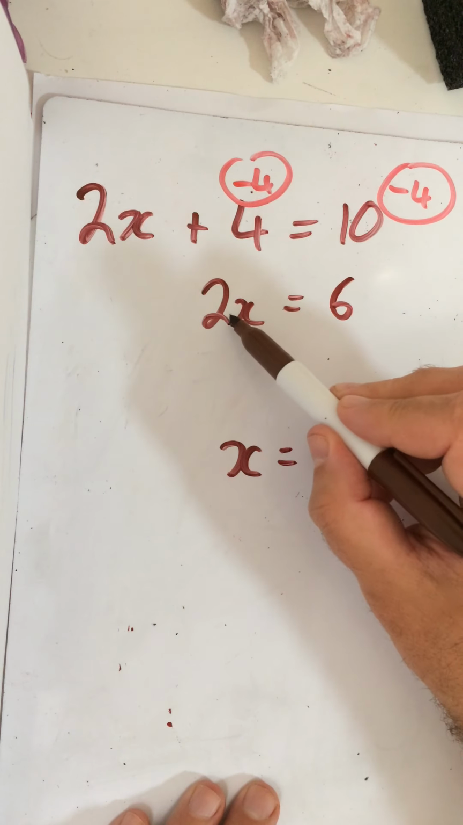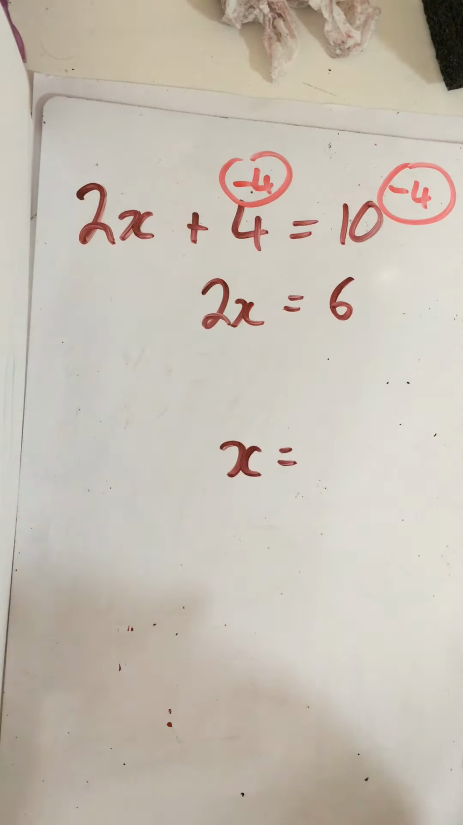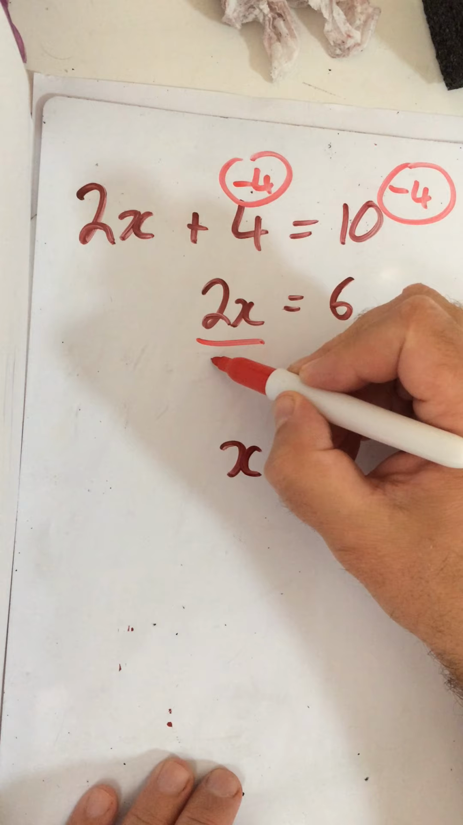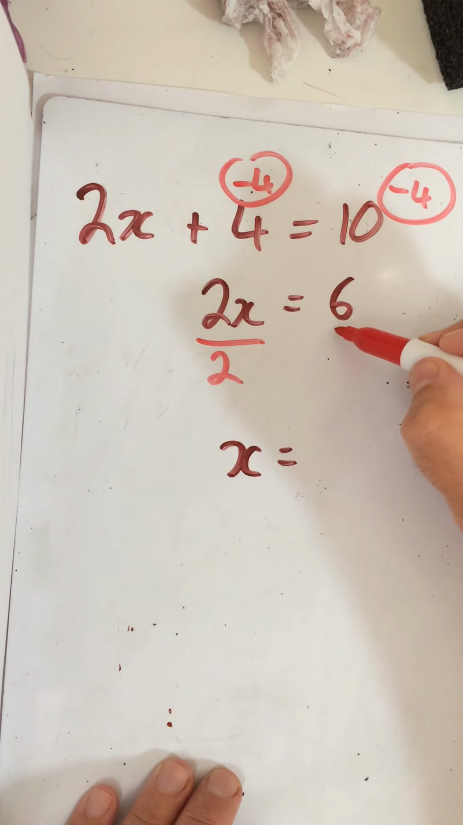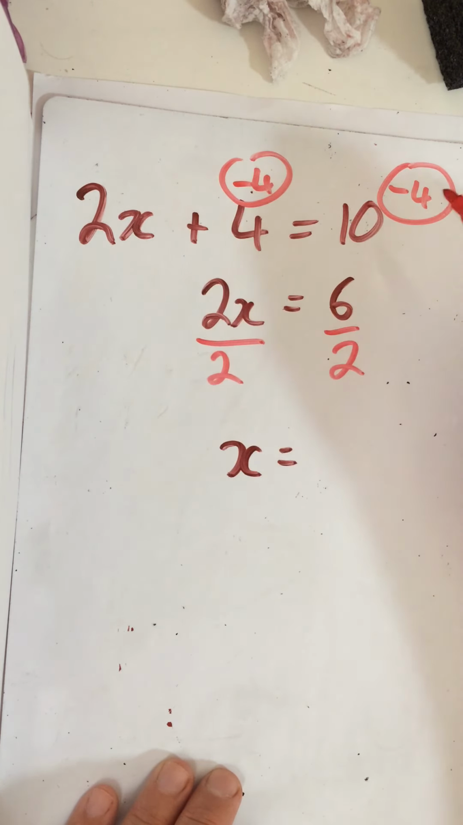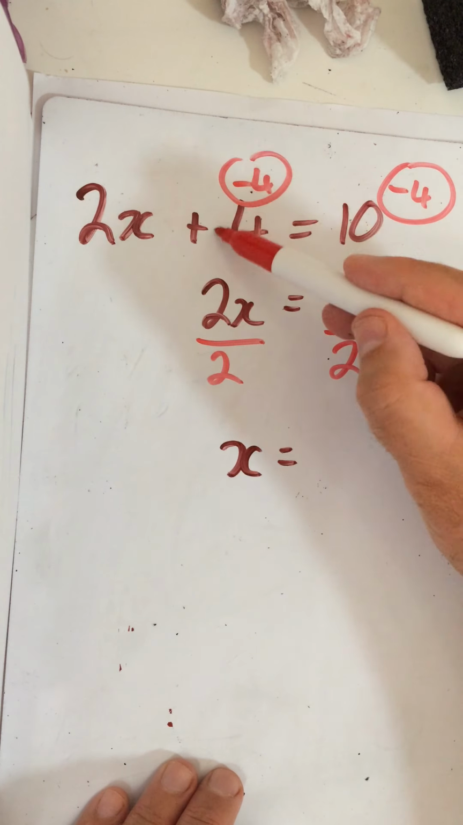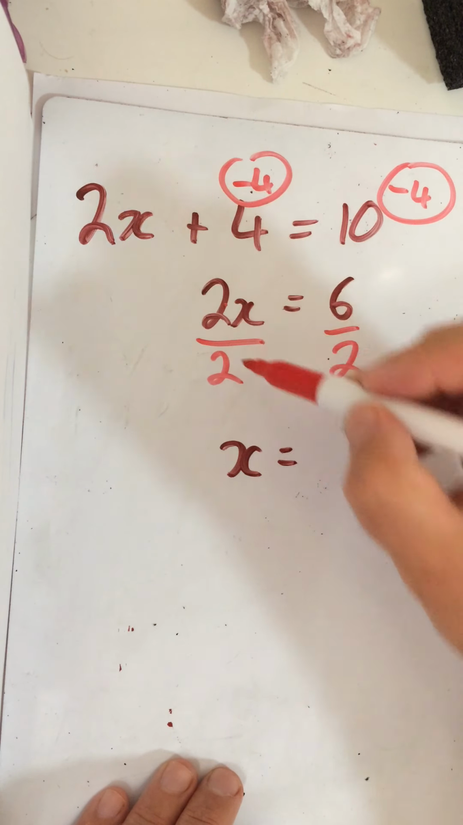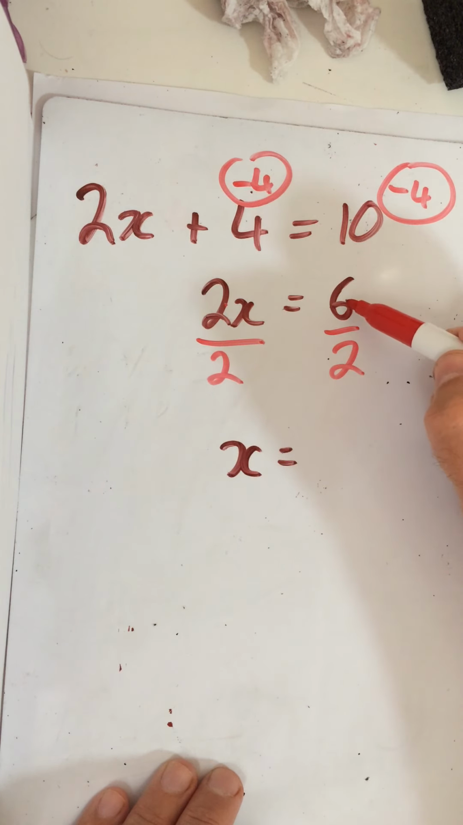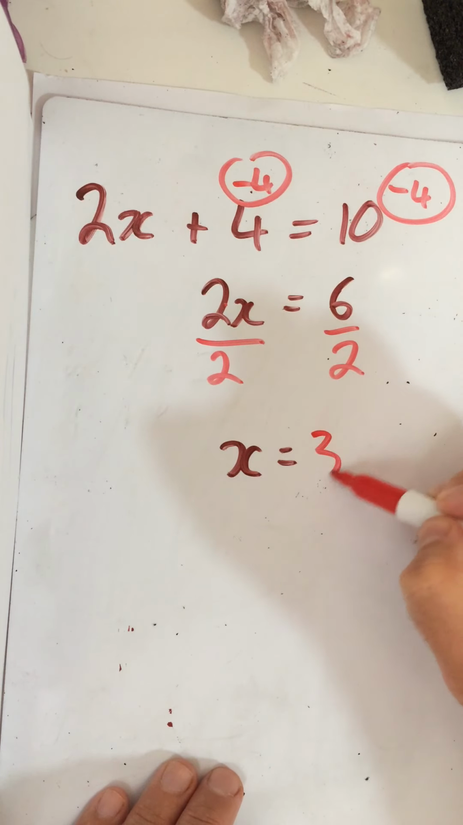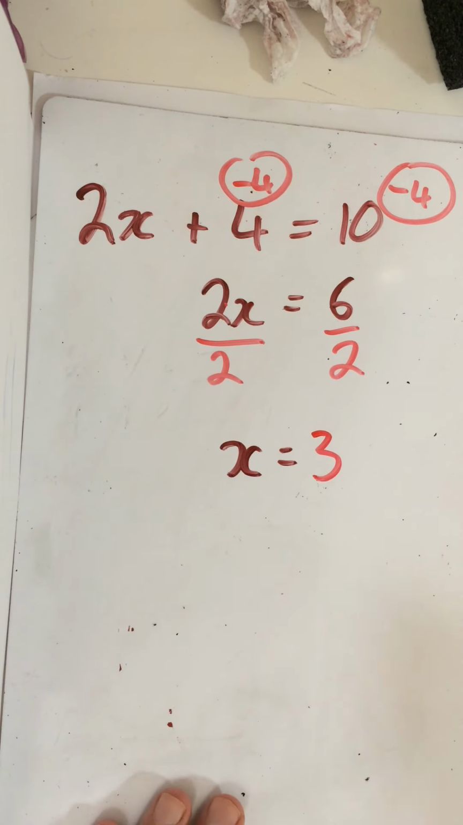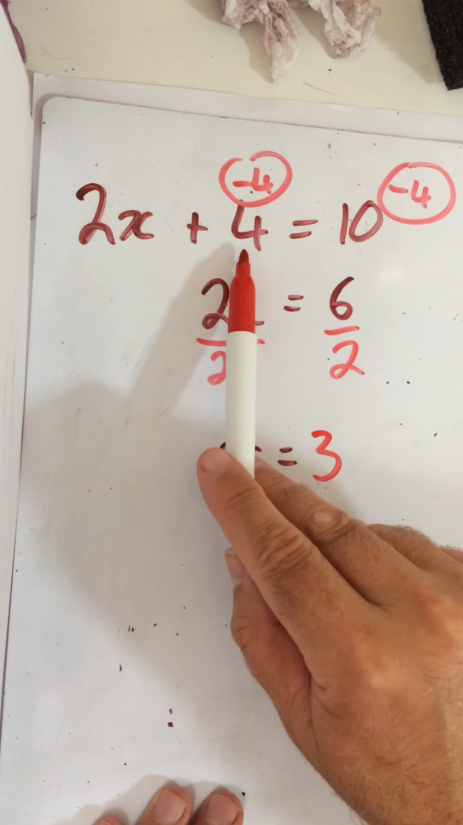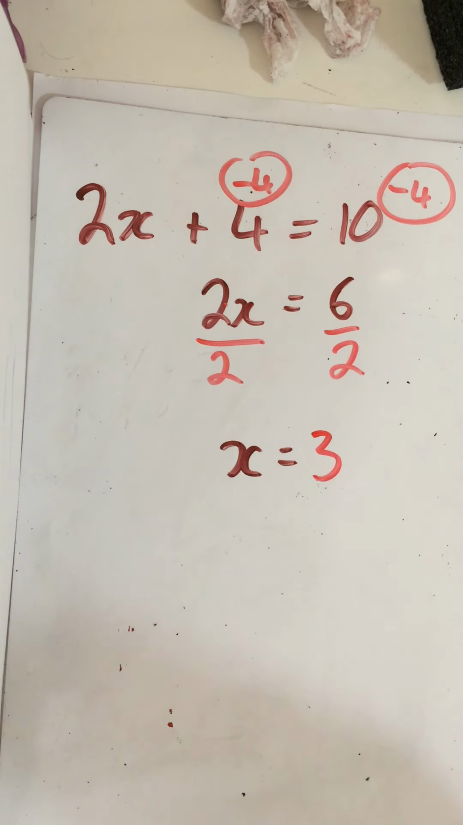This is 2 times x, so I do the opposite of timesing, which is dividing. So I divide it by 2, and I'm going to also divide this side by 2. Remember, I'm doing the opposite operation. So 2x divided by 2 leaves me with my x. 6 divided by 2 is 3. So the value of x is 3. And we can work that out: 2 times 3 is 6, plus 4 is 10. It does work out.